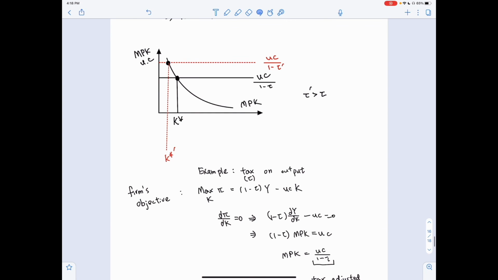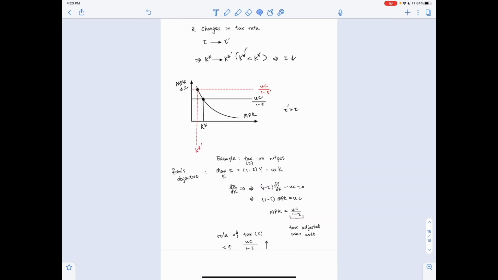in the graph, we know that when the economy wants to maximize profit, they need to reduce the capital stock such that the marginal product of capital will be higher, equating the user cost of capital after tax. Then the profit is maximized.